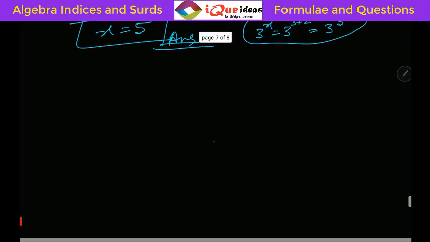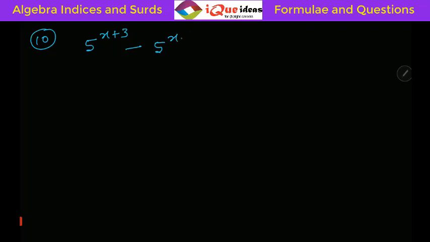Okay. Now let's take up one more question. This question says 5 to the power x plus 3 minus 5 to the power x minus 3 is equal to 78120. Now this is a very interesting question. Here also you can use the powers of 5. That will be really difficult to do. Okay. But let me give you all the methods.